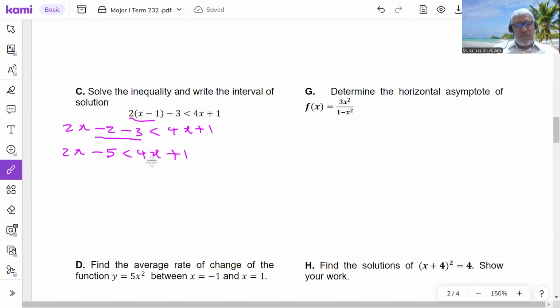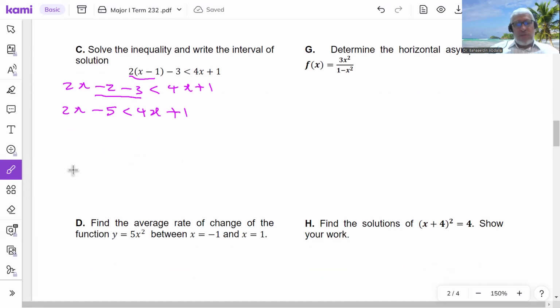And now to solve this linear inequality, you put the variables on one side. So I need to take 4x to this side, and I'll take the number negative 5 to this side. So I have 2x here, and if you bring 4x to the left-hand side, it would be negative 4x. And I have 1 on the right-hand side. If you bring negative 5 to the right-hand side, it would be positive 5. 2x minus 4x, I can combine these two terms by subtracting 2 minus 4. 2 boxes minus 4 boxes will give you minus 2x, and 5 plus 1 is 6.